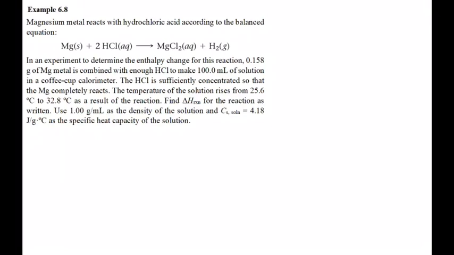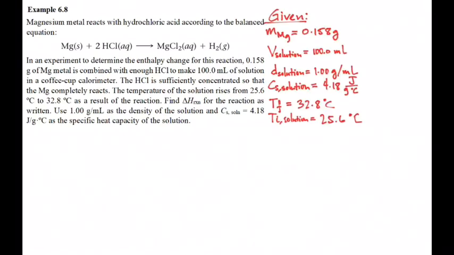So remember that the delta H of reaction is equivalent to Q reaction. So if we can determine Q reaction, we have delta H of reaction, right? And Q is equivalent to mass times the specific heat capacity times the change in temperature. We have the heat capacity here, 4.18, and we have the change in temperature. It rises from 25.6 to 32.8, so we can calculate the change in T. All right, so let's take a look. This is all the information that we have, and that's all we need to answer this question.